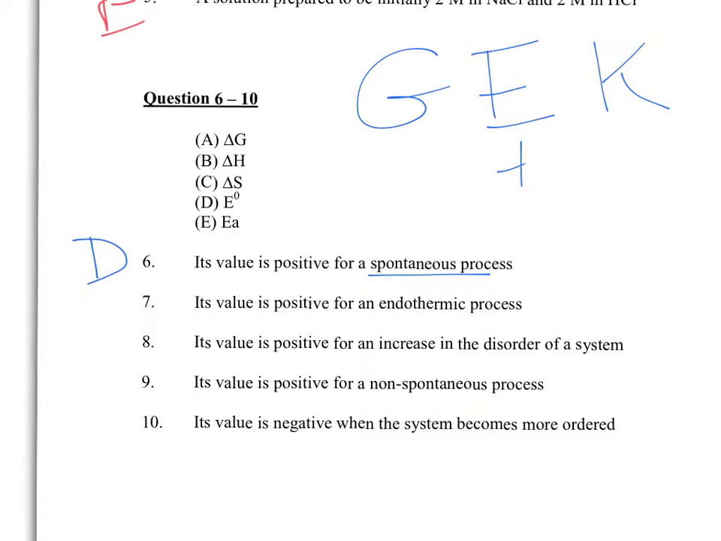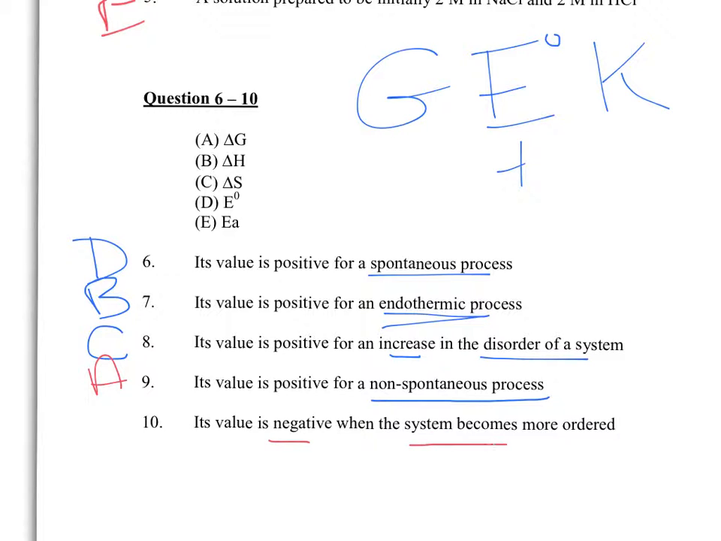Remember, E naught must be positive. Which value is positive for an endothermic process? Endothermic process. B. Which value is positive for an increase in disorder? That is C. Its value is positive for a non-spontaneous process. Ooh, throwing a curveball at you. It is A. And its value is negative when the system becomes more ordered. Very good. It is C. Because anytime it's talking about order, it's talking about entropy, which is delta S.